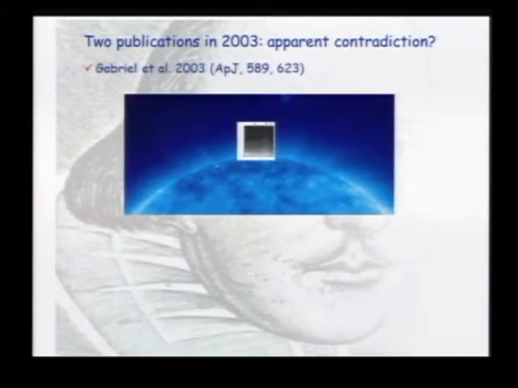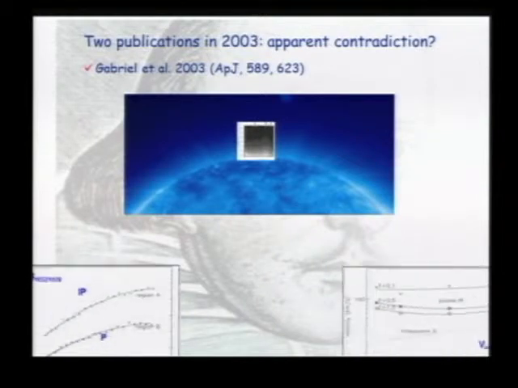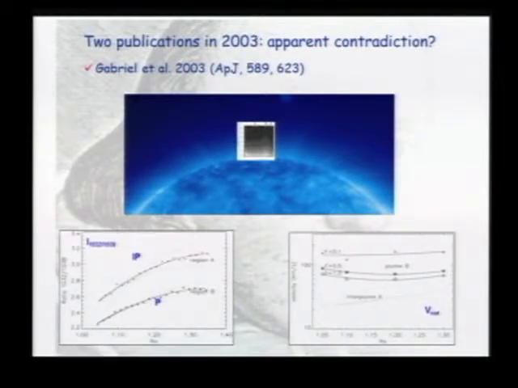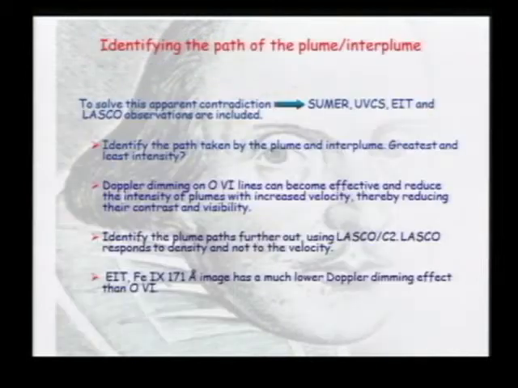And in the work of Alan of 2003 and co-authors, they found a different situation, a different ratio of the oxygen 6 lines, and different velocity results, with the Plume not static in the low corona, and Interplume with the lower velocity in this part of the corona.